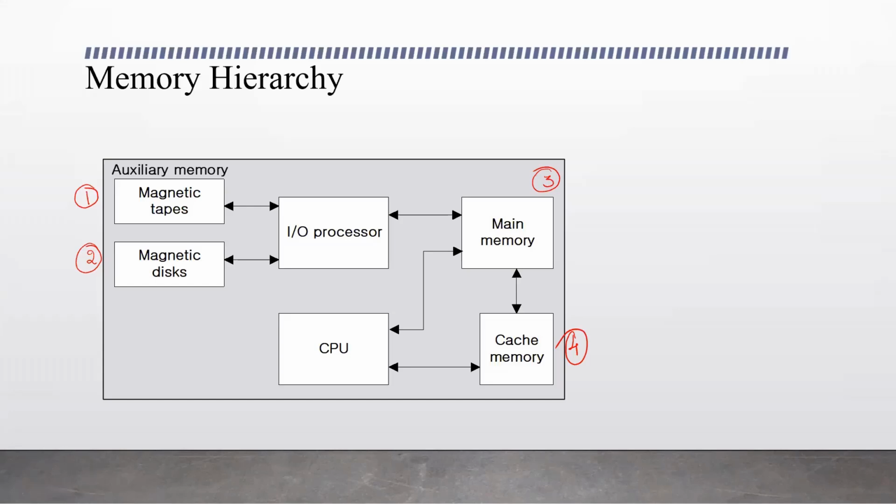Compared to main memory, auxiliary memory is the low speed memory, and it is inexpensive. Main memory is expensive, and auxiliary memory is less expensive than main memory.